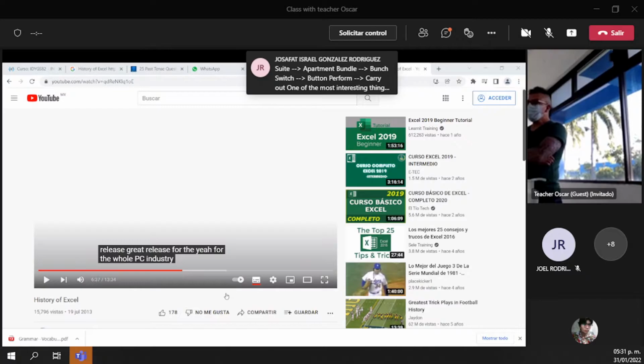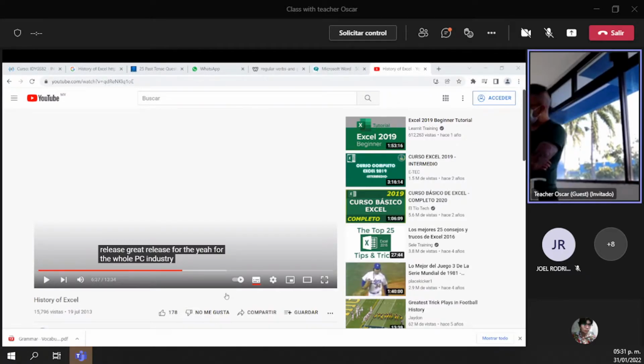I remember that when I was a child, I heard about Lotus 1, 2, 3. Do you remember that they mentioned Lotus, the predecessor, the father of Excel, one of the predecessors of Excel? Yes, I remember hearing about Lotus 1, 2, 3. Well, it's definitely interesting.